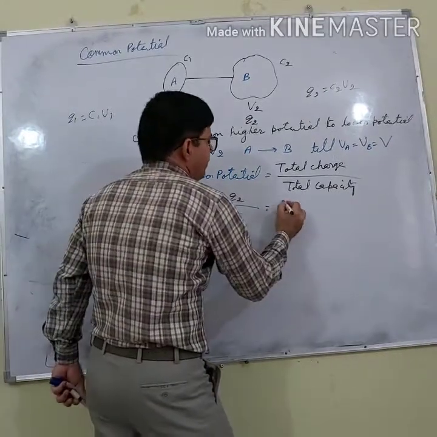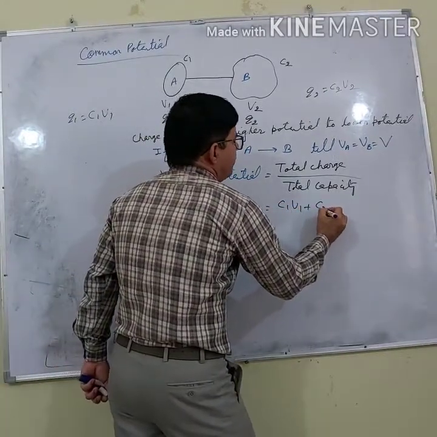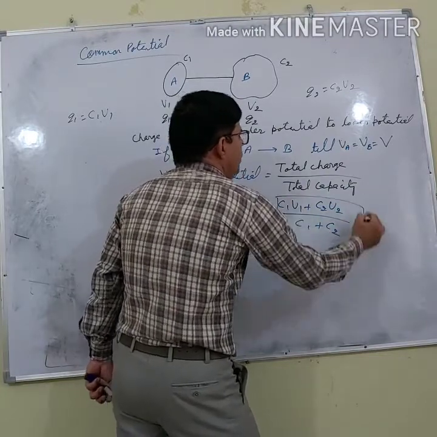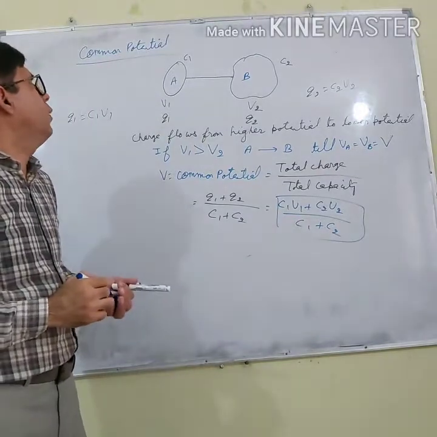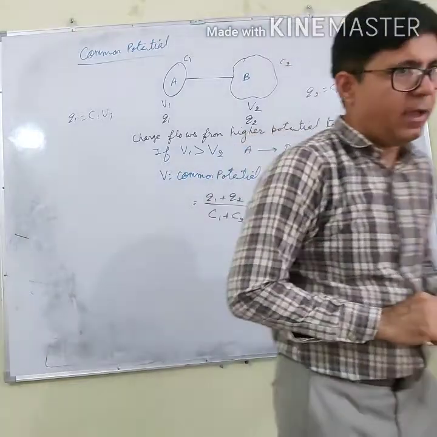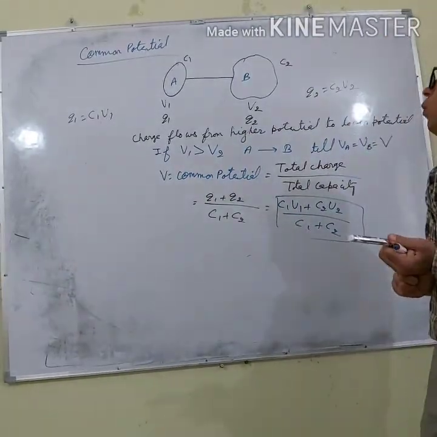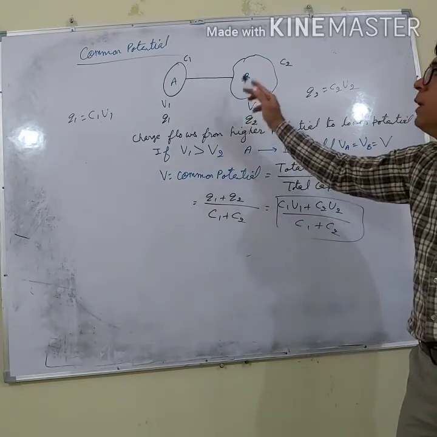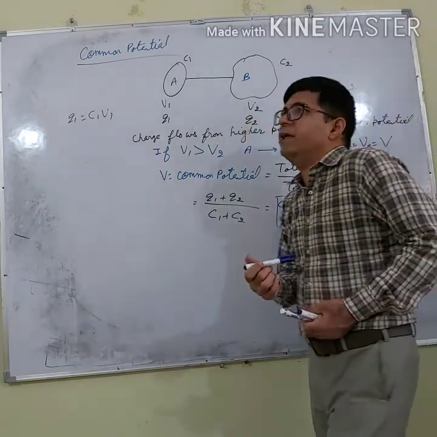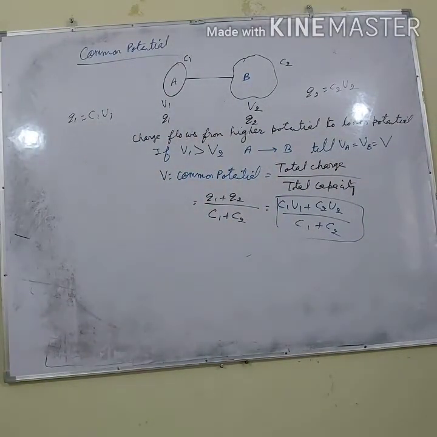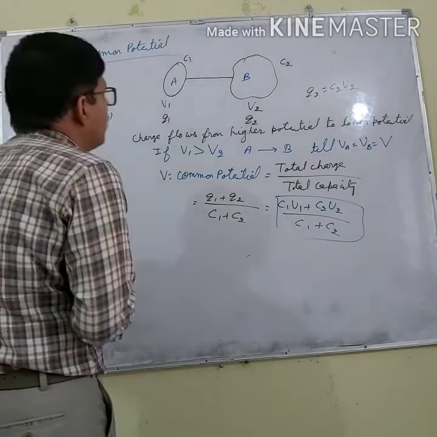So what will it be? (C1 V1 + C2 V2) divided by (C1 + C2). This is the common potential if the conductors are connected to one another. So the flow of charge will not depend on their capacities, but it will depend on their potentials, right? So this is the expression for the common potential.